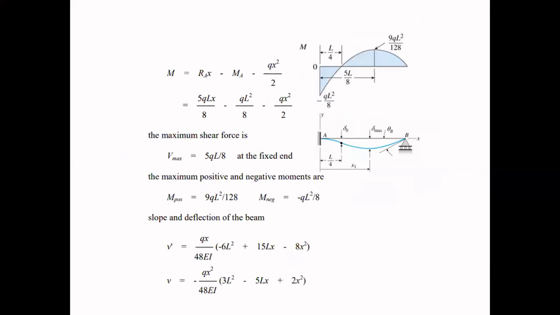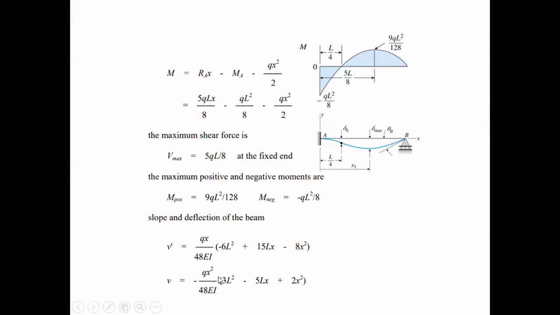So in this way, we'll now calculate the slope and deflection of this beam. V dash is equal to, this equation gives the slope equation, and by integrating it again, this will give a deflection equation. So this equation is for slope and this equation is for deflection.